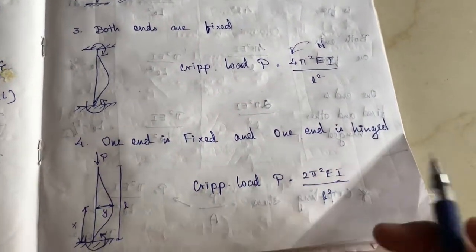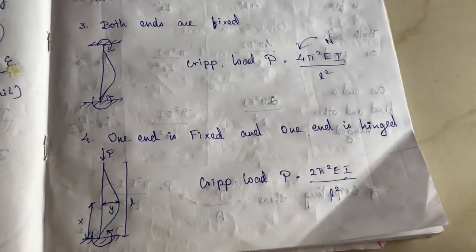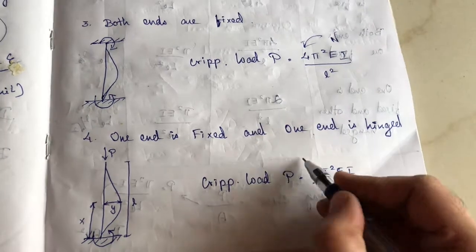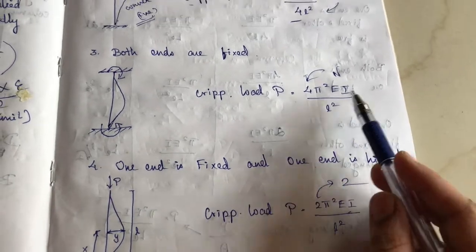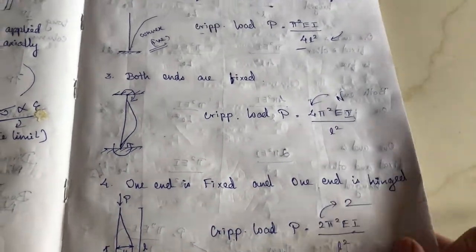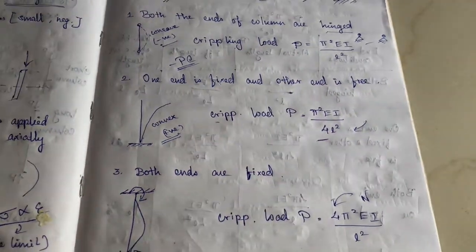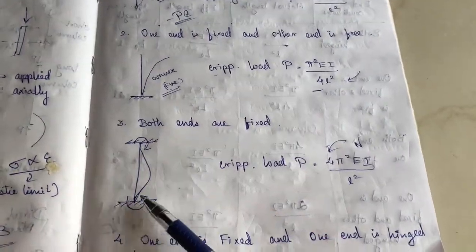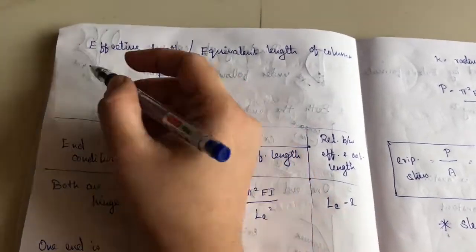Okay, just the same formula. If one end is fixed and the other end is hinged, the P value will be equal to 2 pi square EI by L square. So here it is 2. So we can easily say 2 is in the numerator, 4 is in the numerator and 4 is in the denominator, and then the general formula here. Okay, so both ends hinged, one end fixed and one end free, both ends fixed, and then last, one end fixed and the other end hinged. So 4 end conditions.